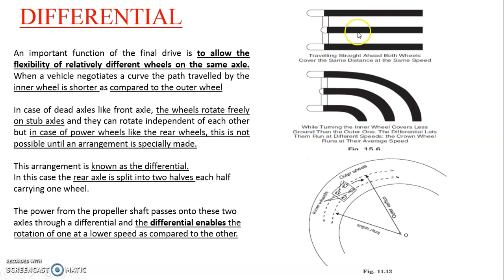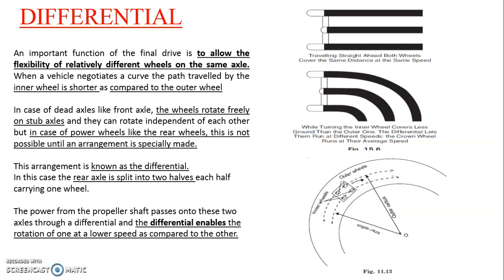main function: when the vehicle is on the road and it is driving straight, then the same constant speed is needed for both the wheels. Okay, but when the vehicle is turning, then the outer wheel has to travel more distance as compared to the inner wheel. And this rear axle or rear drive is a live axle, and there may be chances of skidding, so the rear wheels must have some arrangement, and that arrangement is done by this differential.